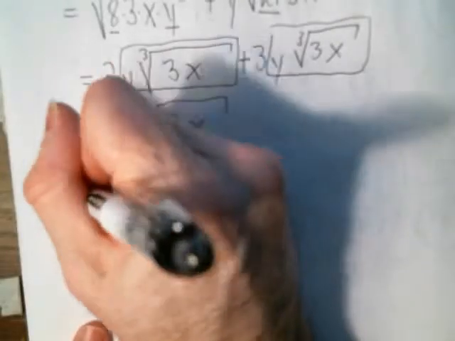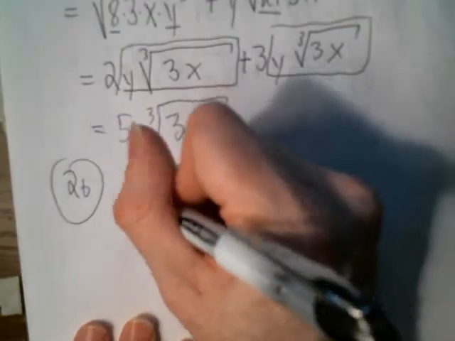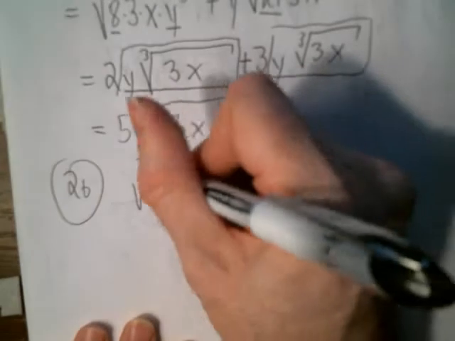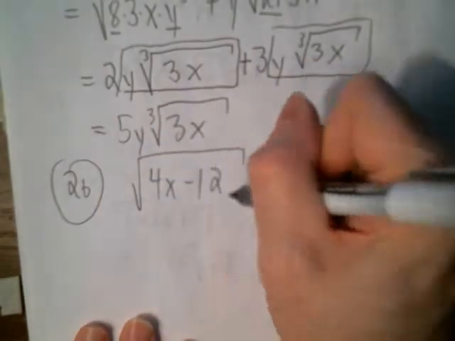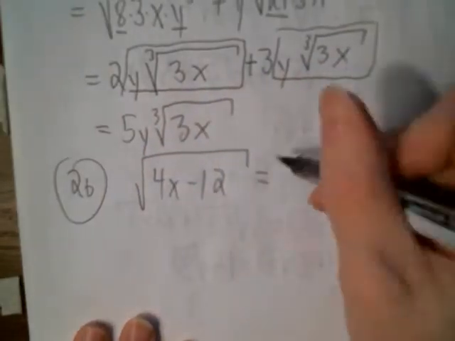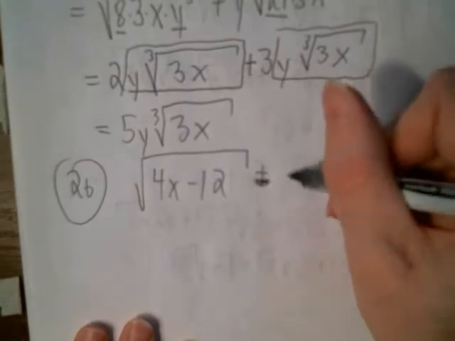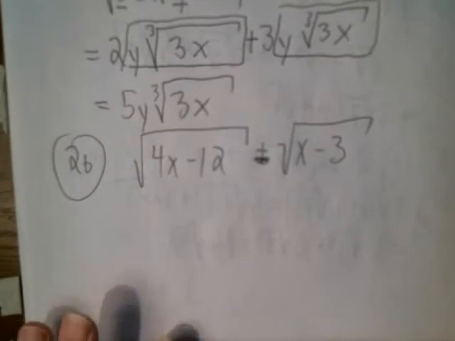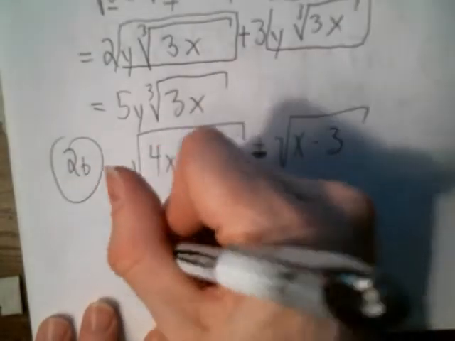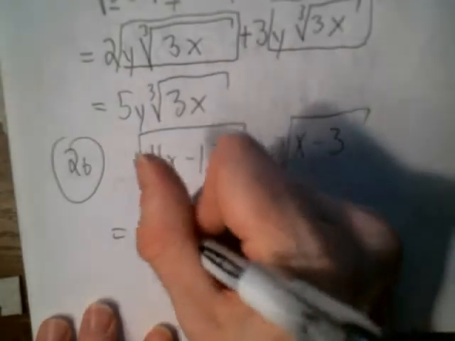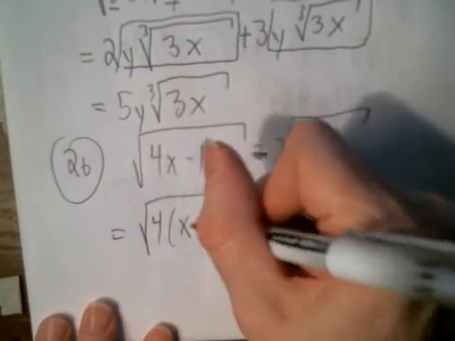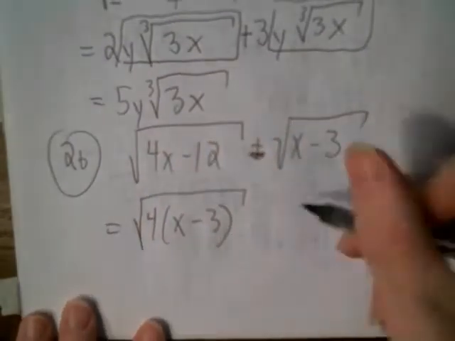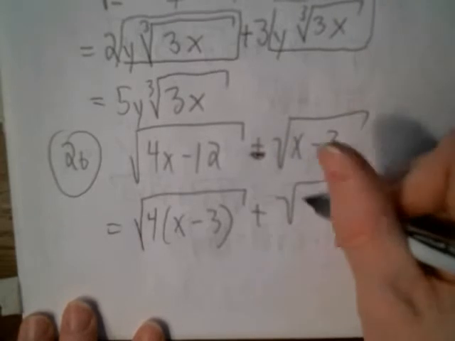Let's look at one more and go on to the next topic. So I have the square root of 4x minus 12 plus the square root of x minus 3. So first, the first guy I can march out a 4. So you factor the 4 out, you get x minus 3. And then plus the square root of x minus 3.